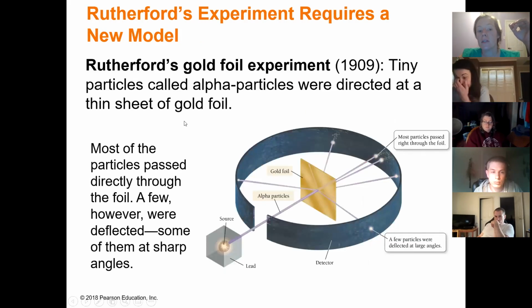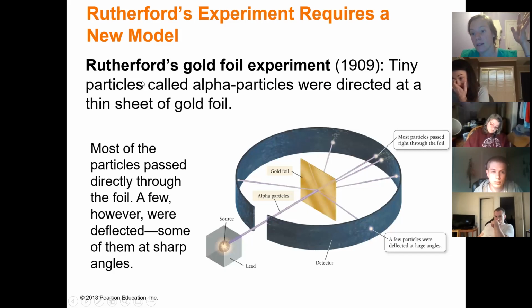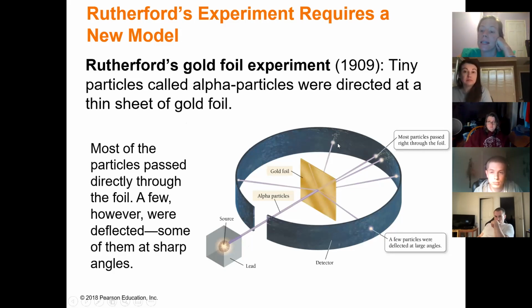Later on, Rutherford ran this really famous experiment called the gold foil experiment. He took a radioactive lead source that gave off alpha particles, which are super high energy, and he shot those alpha particles at a very thin piece of gold, just a couple atoms thick. On the back end, he had a receptacle paper that would light up every time an alpha particle hit it.